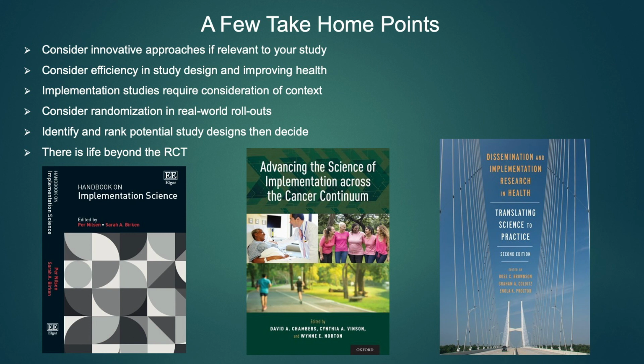You can identify and rank potential study designs and then decide, but there is life beyond the RCT. There are just many, many designs to consider.